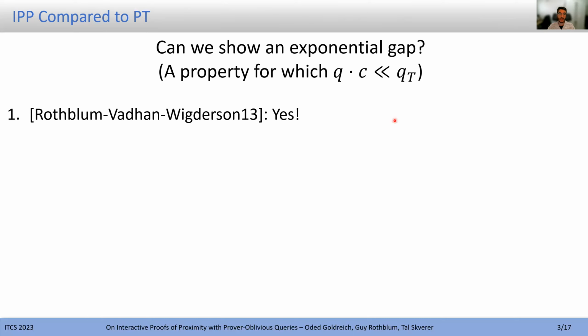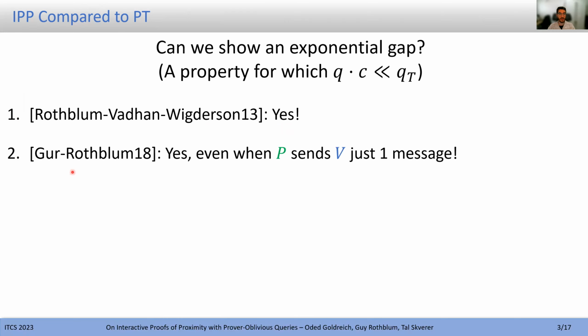And actually the question was already answered by Rothblum, Vadhan, and Wigderson, who also defined the model of interactive proof of proximity, and they show that yes, it is possible. They show an exponential gap. And furthermore, in another work, Goldreich and Rothblum show that we can show an exponential gap even when the prover is restricted to just send one message to V. So the whole communication is the prover sending one message to the verifier. And even under this restriction, we can already show an exponential gap, which means that the model of interactive proof of proximity is relatively powerful compared to property testing.